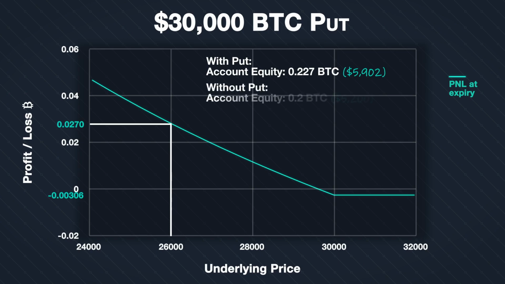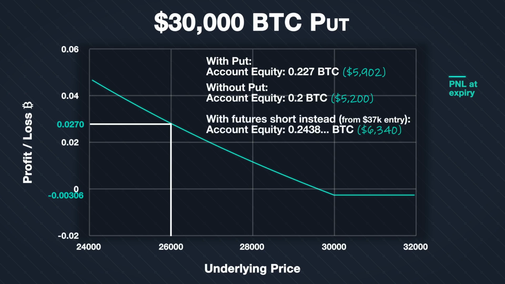Without this put option, the account would still have just 0.2 Bitcoin in it, which would have a value of only $5,200. So while this account hasn't retained quite as much of its USD value as it would have done with a simple 1x futures short as a hedge, due to the premium paid for the option and the put being out of the money, the put option has helped the account retain more of its USD value than would otherwise have been the case with no hedge at all. It has also done so while enabling the account to participate in any further upside, which the futures short would not have done.